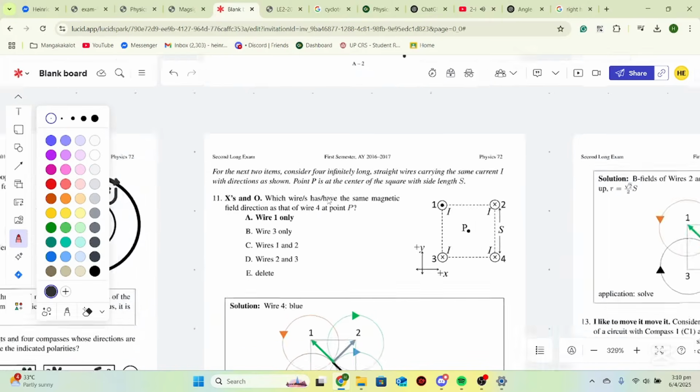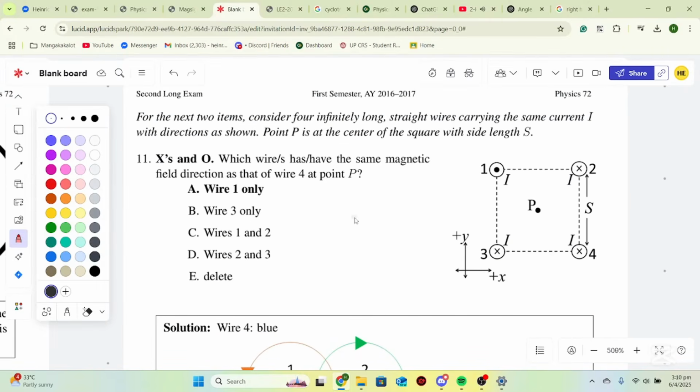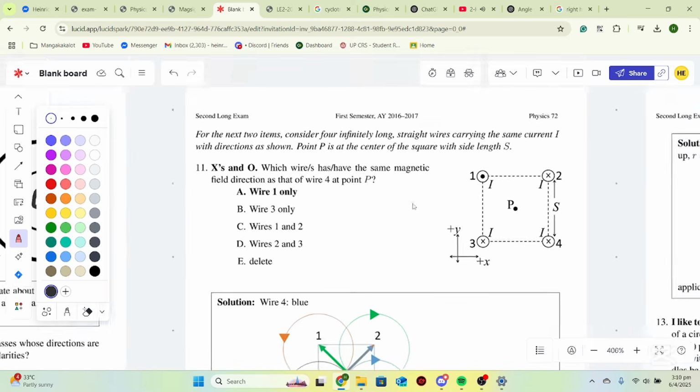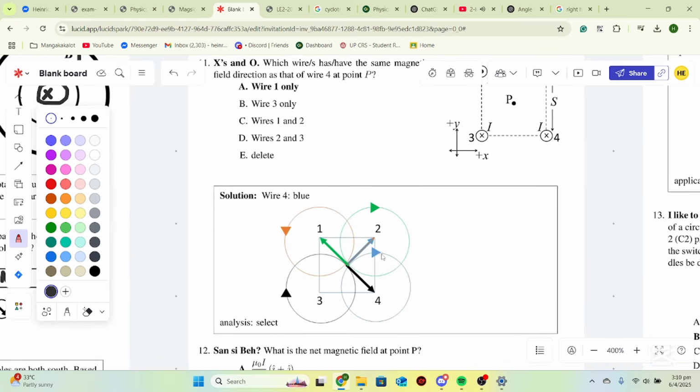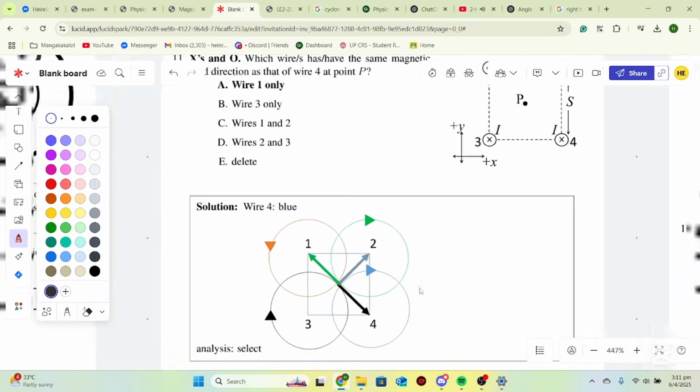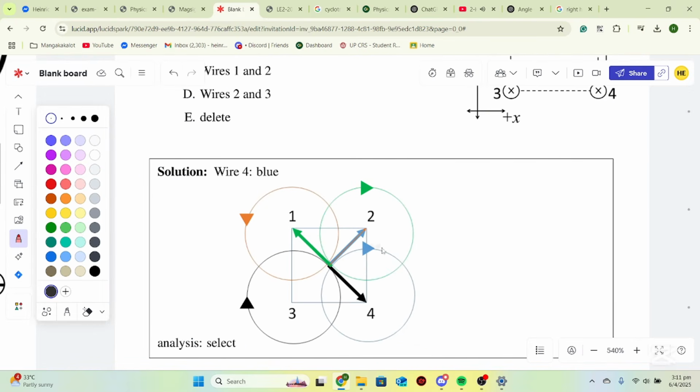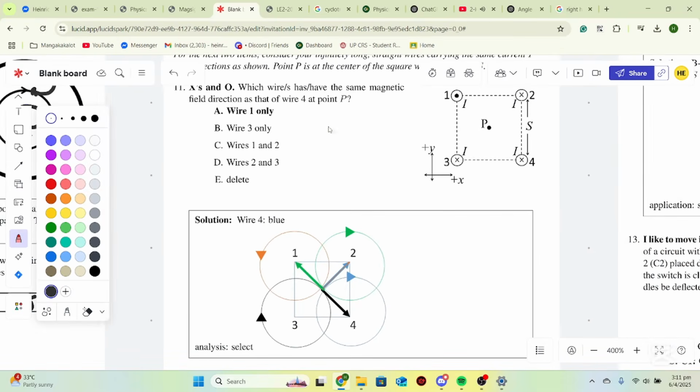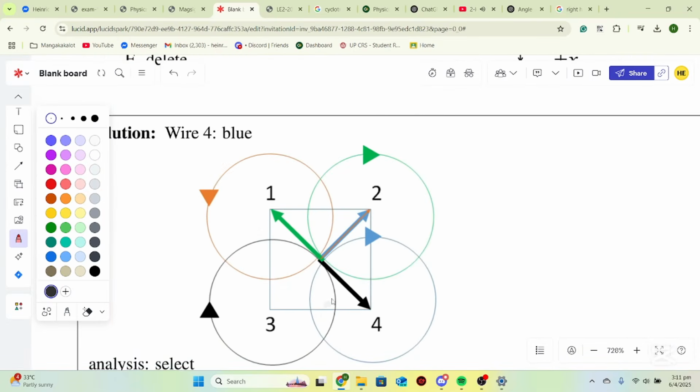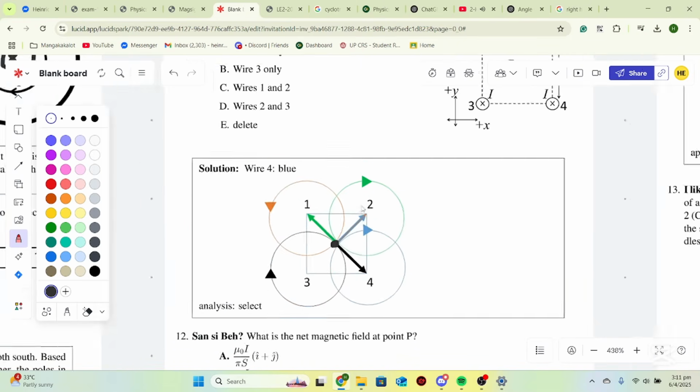For number 11, which of the 4 wires have the same magnetic field direction as wire 4? We can see it over here. It's just using the right hand screw rule. So 4 is pointing into the page, into page, into page, out of page. So it's here, here, here, here. But it's asking for at point P. At point P, you can see here that 1 and 4 are going the same direction, but the other two are going on the completely other side.